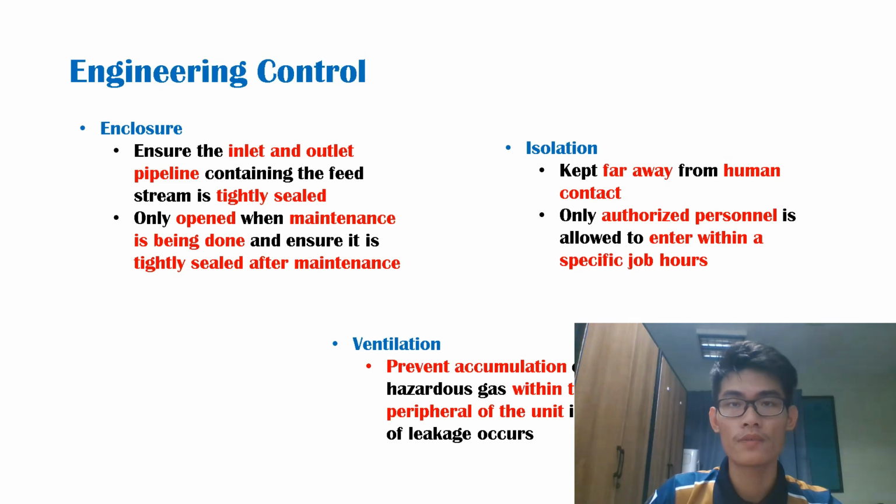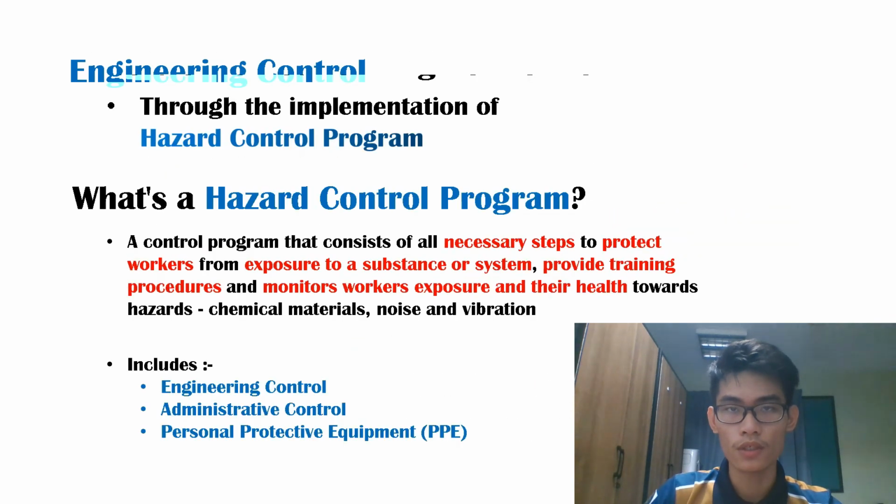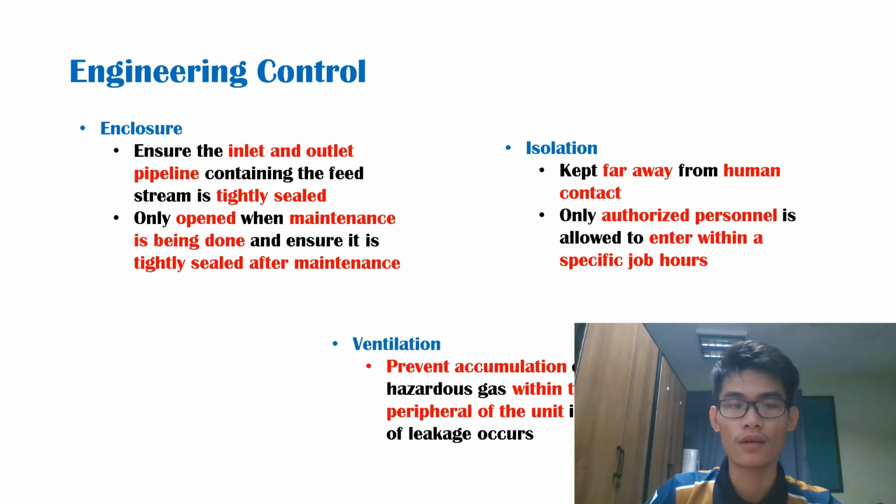Next, the bubble column reactor should be isolated away from human contact, and only authorized personnel are allowed to do the maintenance at scheduled working hours. Ventilation helps to prevent the accumulation of hazardous gas in the plant, which might favor explosion and gas poisoning.